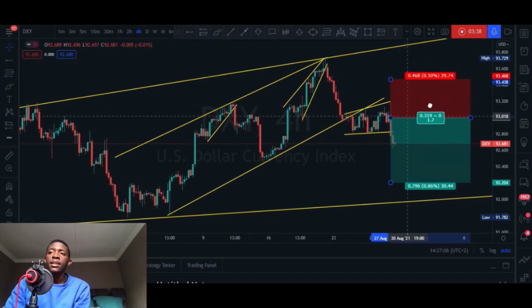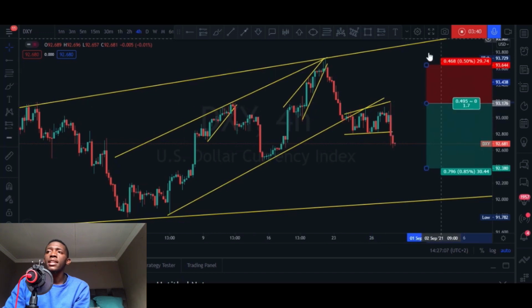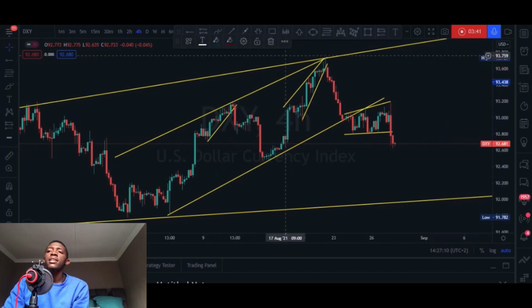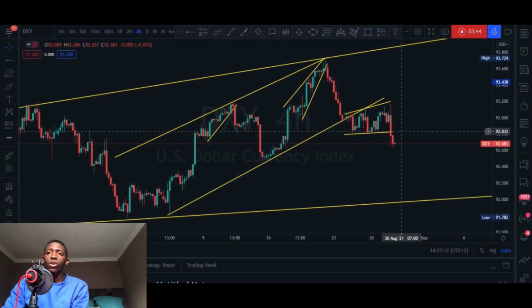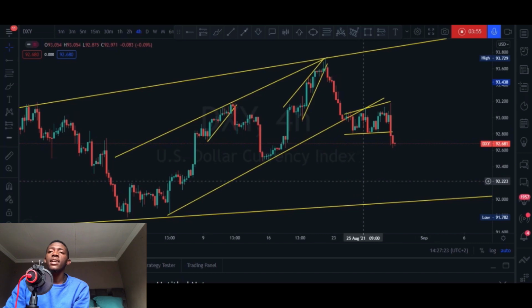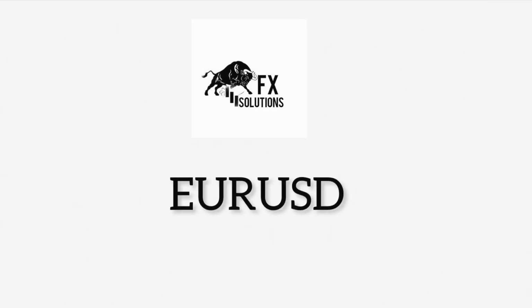So seeing this, for me, I'm already expecting some dollar weakness from the market. I'm expecting a dollar weakness because of all the things that I've seen here. So I actually have a lot of confluence, so we can expect some dollar weakness. I want you guys to remember this, because now we are going to go to the Euro USD.